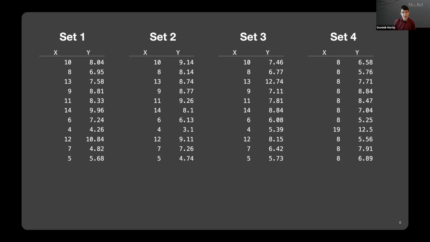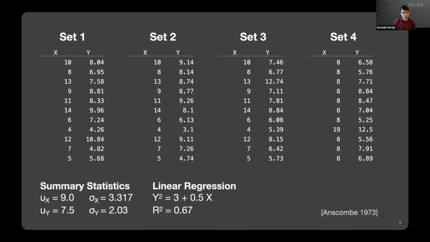So if we were to use statistics, we could start to look at the averages of X and Y, or the standard deviations. And it turns out they're all the same. Every set, 1, 2, 3, and 4, has the same basic statistics. They have the same average on X, same average on Y, same standard deviation on X and Y. They also have the same correlation between X and Y.